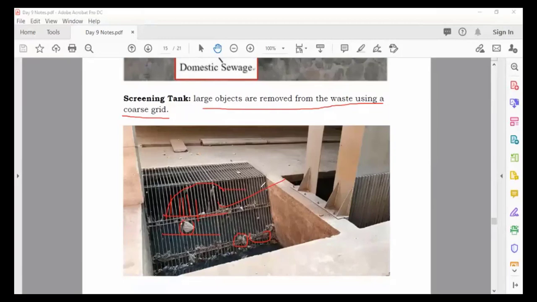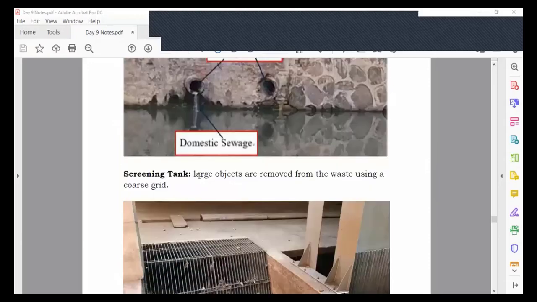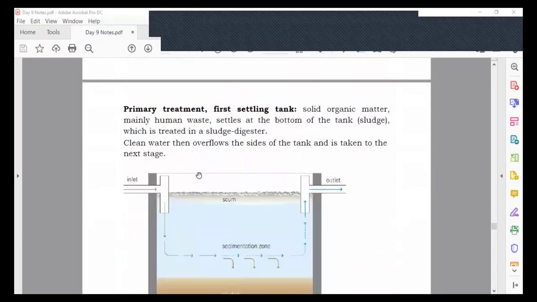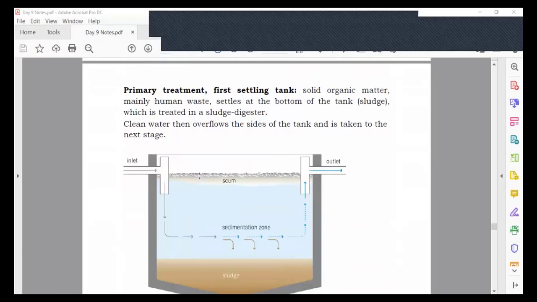Or you can say filter, you can use the word filter also. So you can remove the large particles. This is the first step. What is the first step? Screening tank. After that you have primary treatment or first settling tank.